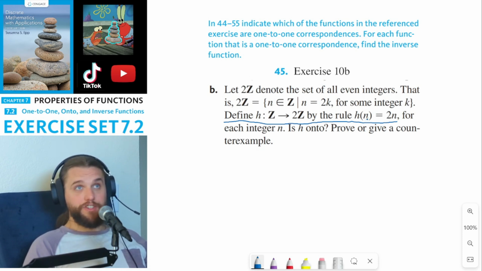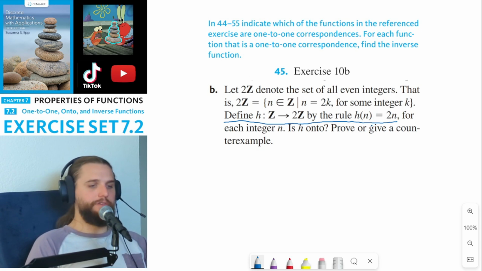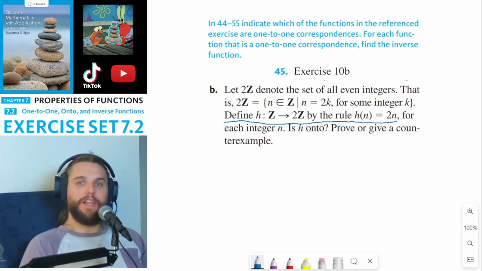Now, this function takes every single integer and maps those integers to a corresponding even integer. So 1 goes to 2, 2 goes to 4, 3 goes to 6, 4 goes to 8. But all of those outputs are different even integers. So my hunch is that this function is one-to-one. But let's try to prove it.